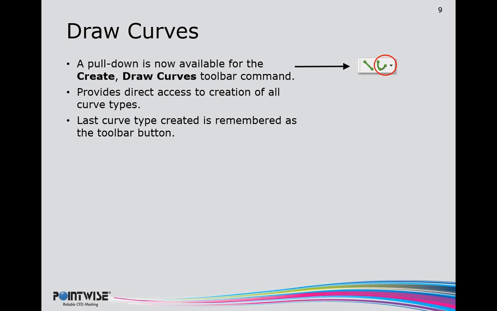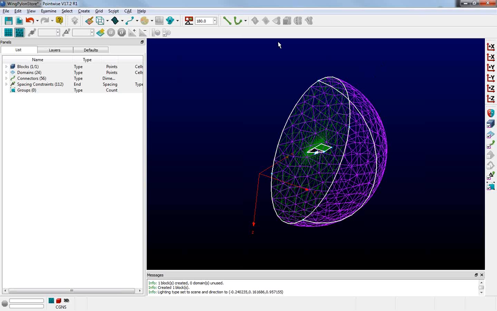So if you select the pull down that we've now added to the Draw Curves toolbar button, you'll find that you now have direct access to all these curve types. So I'm in Pointwise, and there's my Draw Curve pull down. I have access to line curve, line on database, all the options directly here from the toolbar.